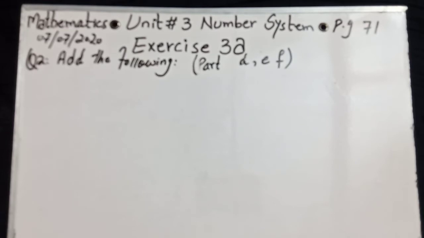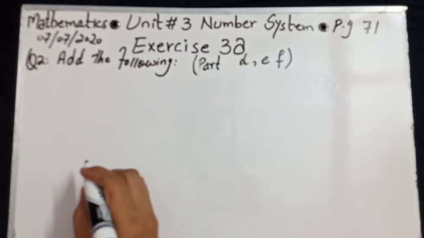Add the following. Page number 71. First I explain parts D, E, F. Okay? Parts D, E, F. First I solve them. The remaining parts A, B, C are your home task. Solve them at home.